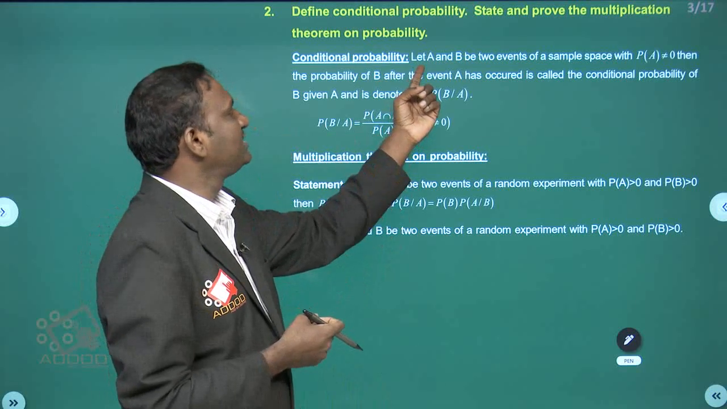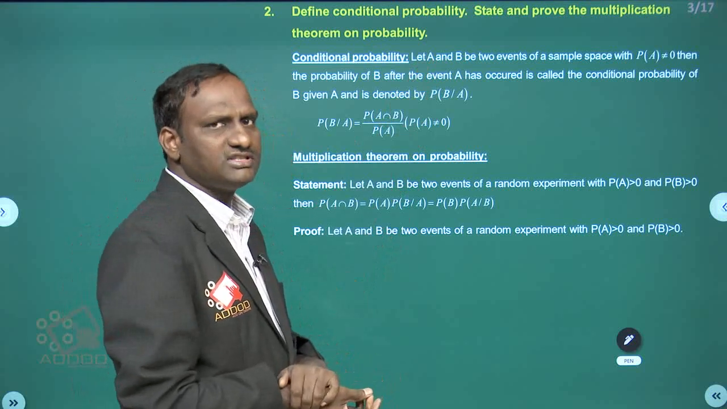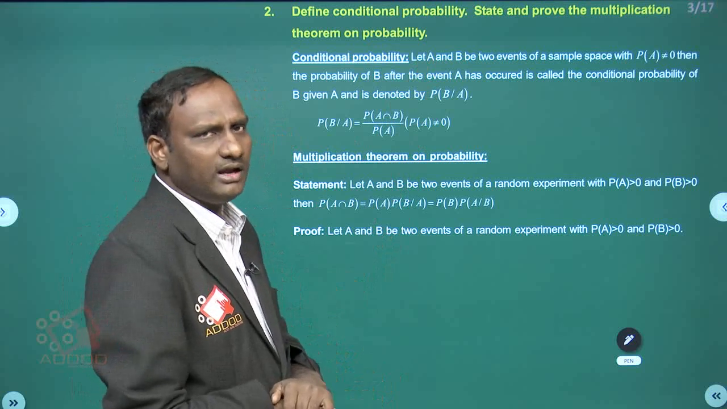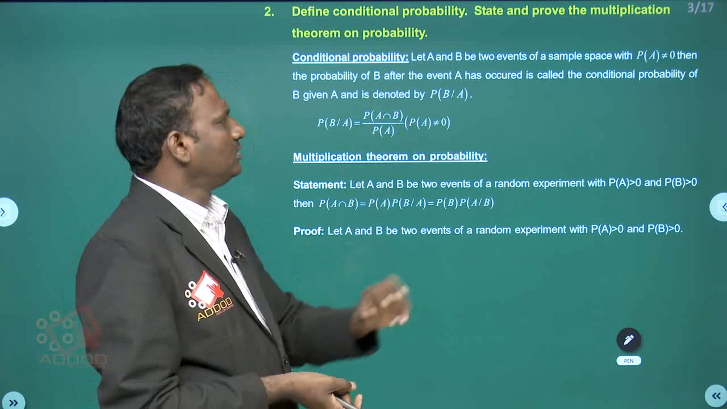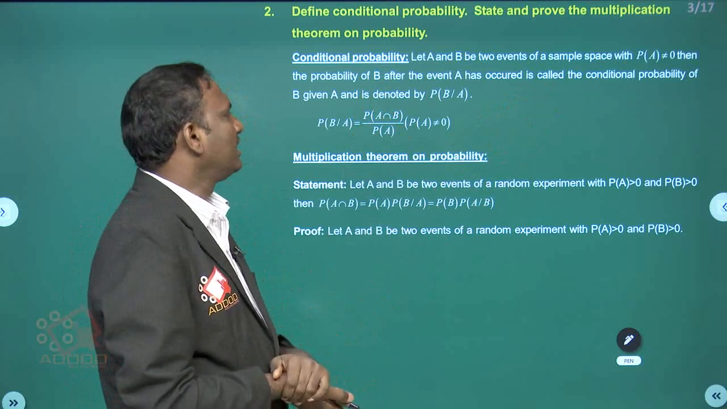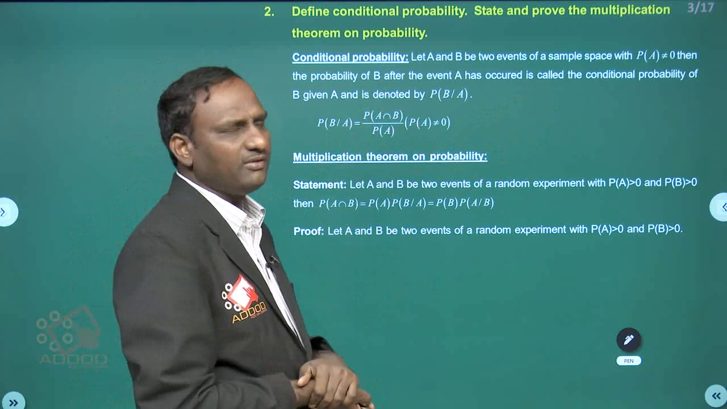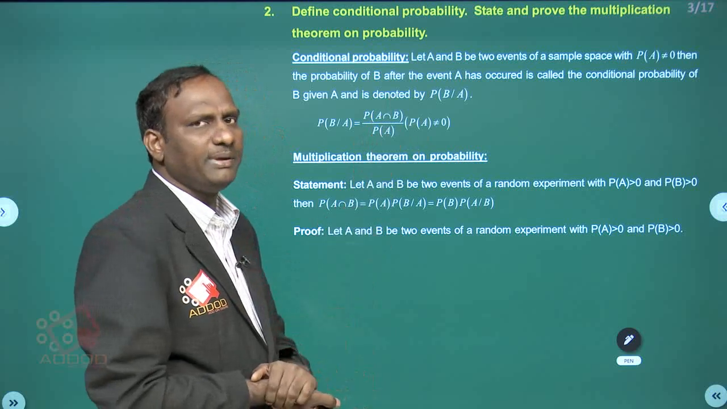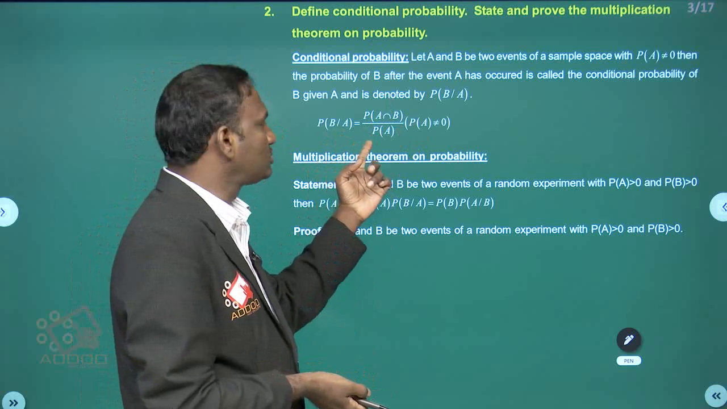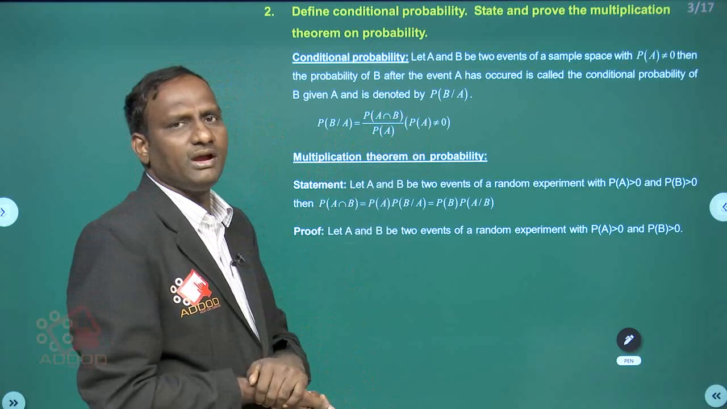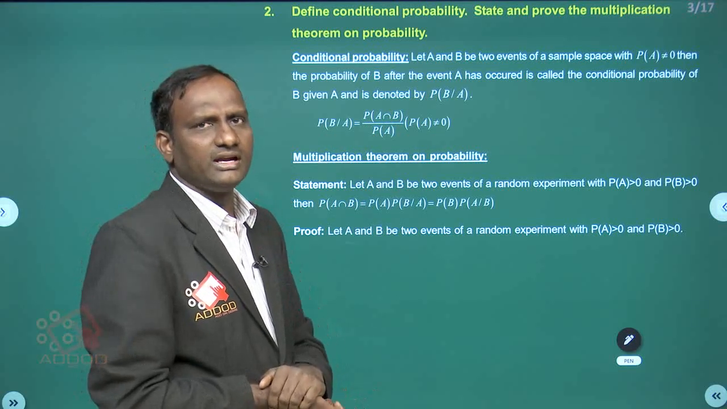So again see the definition. Let A and B be two events of a sample space with P of A not equal to 0 and P of B not equal to 0, right? And here B is happening after happening of A. So then it is called the conditional probability. It is read as P of B given A, and it is denoted by P of B divides A. So the definition is P of B divides A is equal to P of A intersection B by P of A, and P of A is not equal to 0. That is the definition for conditional probability.